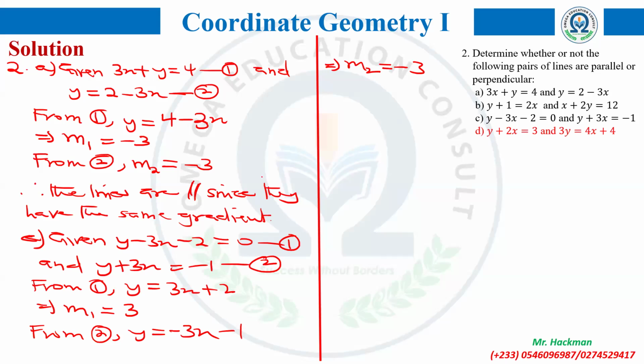Are the two gradients the same? No. And would the product give us -1? No. The product will give you -9, not -1. So be careful.